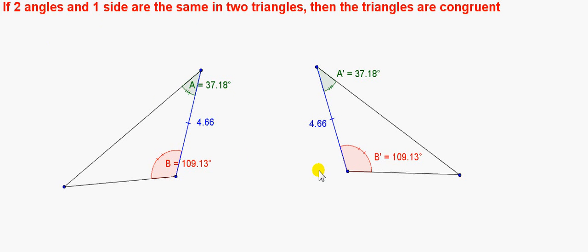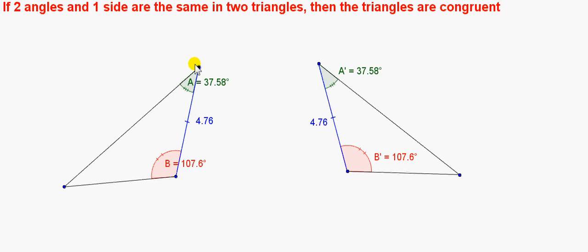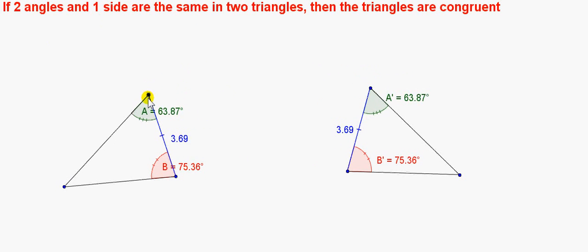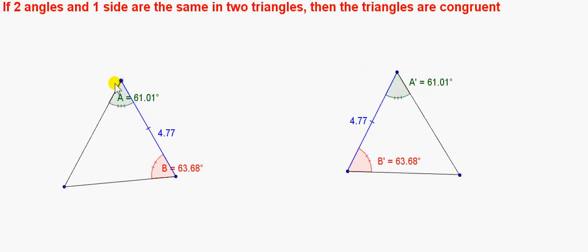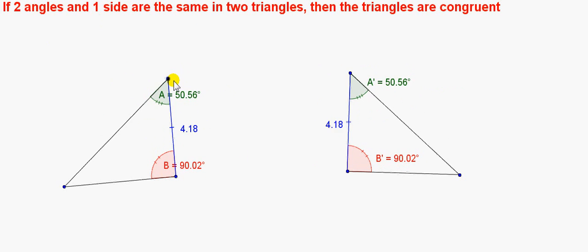I'm calling them B and B prime. In this case, B is 109.13. We also have a side that's the same. So we're given that we have a side here of length 4.66, and in the other triangle we also have a side of length 4.66. These two triangles are set up so that they always remain congruent to each other, even as I change the values of the angles and the length of that side.